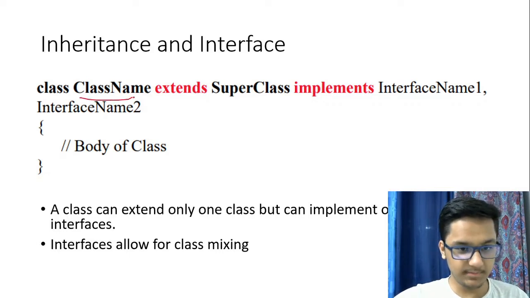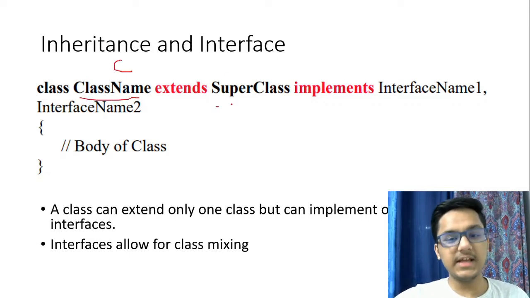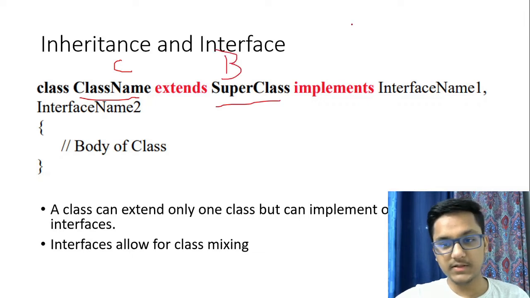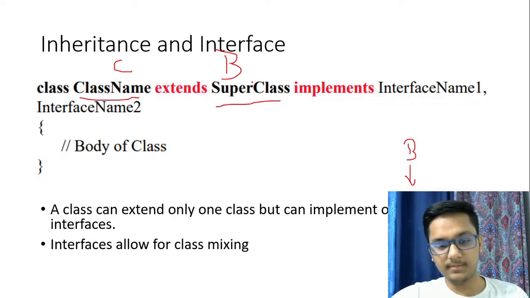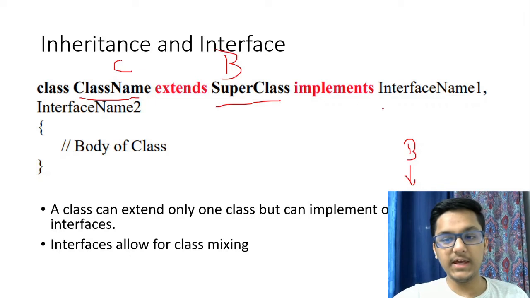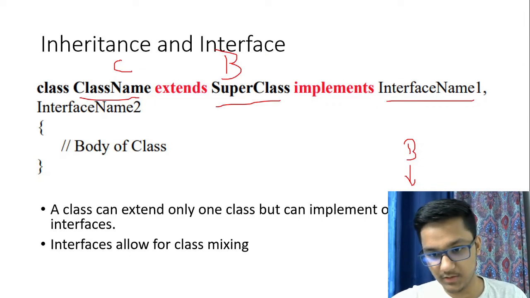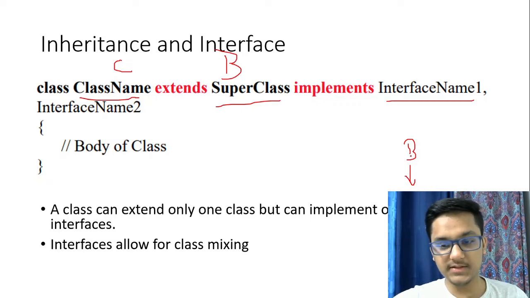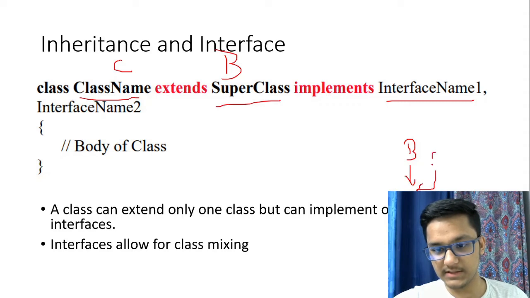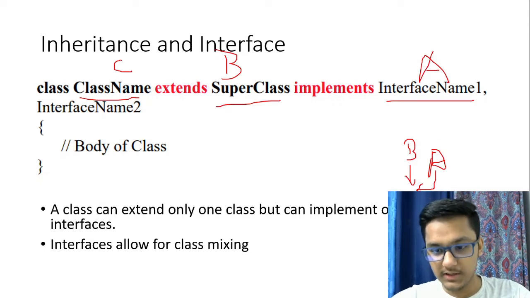So class something, let's say class C extends superclass B. So B will be the main class, and then we have C. This is the child class. Now this superclass B implements an interface. So we can write this as, let's say, the child is C, the superclass is B, and the interface class is A. So this is how the thing will look.